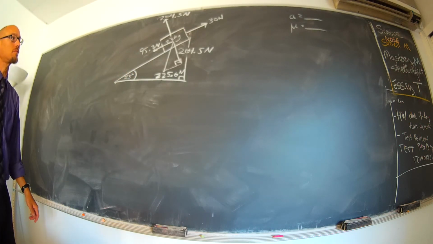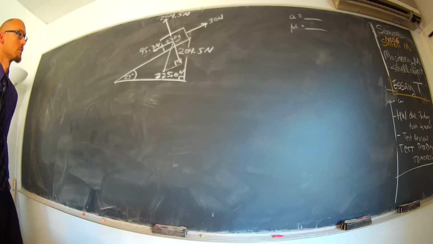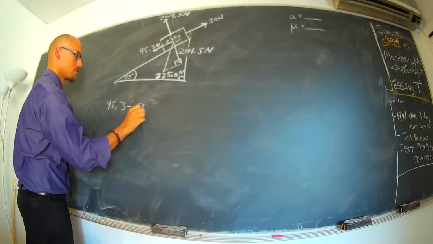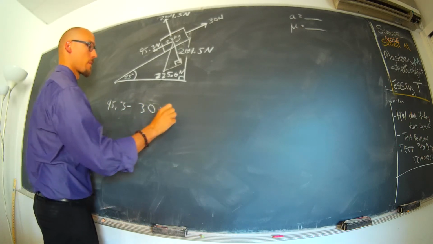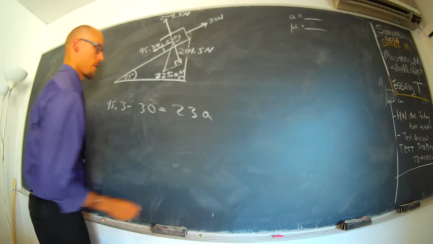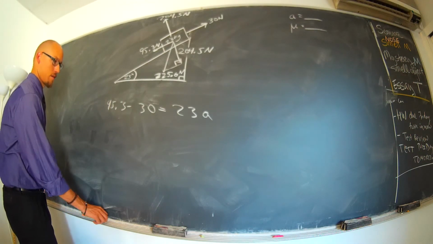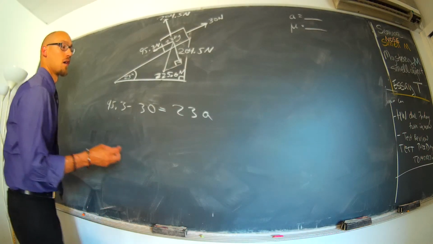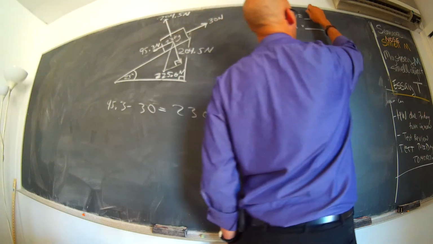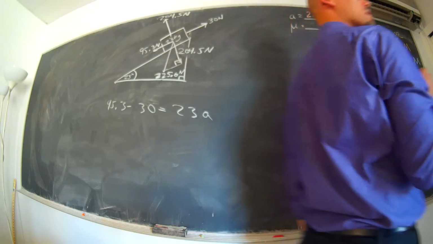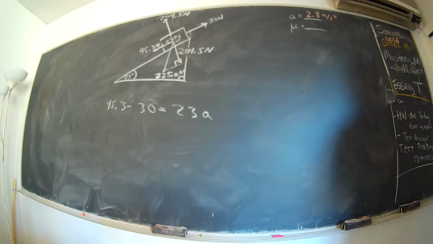So now we do the sum of the forces, which is 95.3 minus 30. And that's 65.3 equals mass, so 23a, and then that divided by 23. And then you get 2.8 meters per second squared. You guys with it?